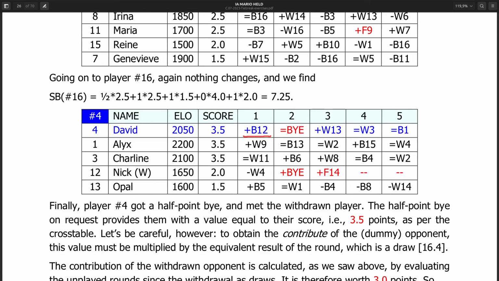So we won against Nick, who has 3 points. We have a dummy opponent who has 3.5 divided by 2 because it's a draw, so 1.75. We won against player number 13, 1.5. We draw against player number 3, 1.75. And we draw against player number 1. Again, 1.75. That gives us 9.75.